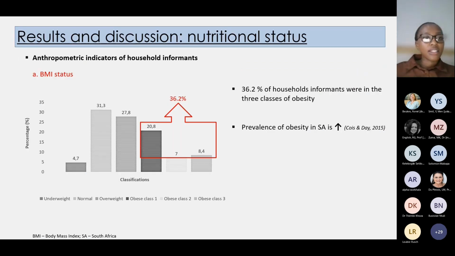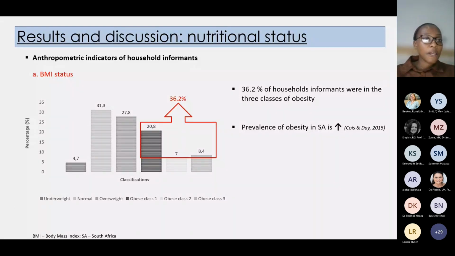Coming to our results, I'll start with the anthropometric indicators of the household informants. The first one is the BMI status. As we can see here, 36.2% of the household informants fell under the 3 classes of obesity, where 20.8% of them were in class 1 of obesity. And as Coyce and Day 2015 have reported, the prevalence of obesity in South Africa is on the rise.